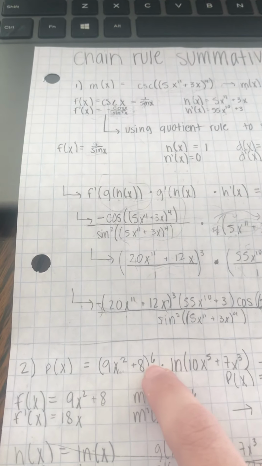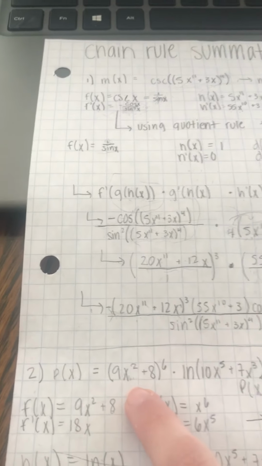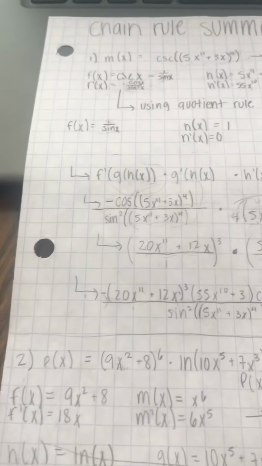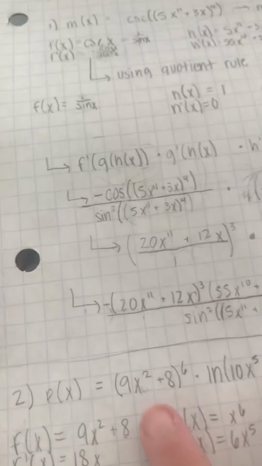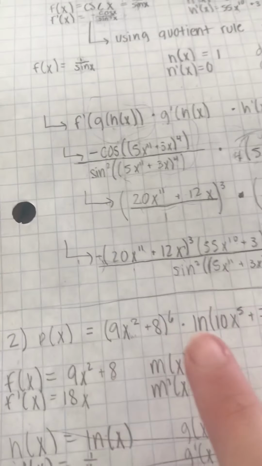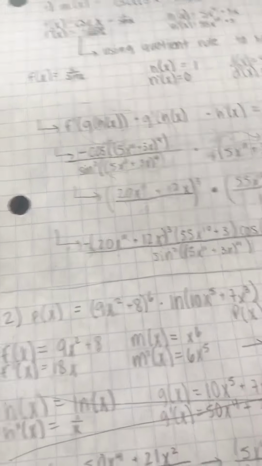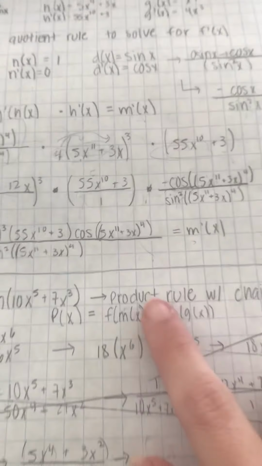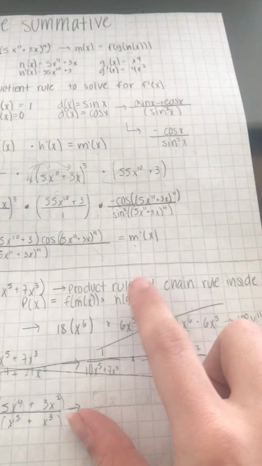And these two are chain rules because we have a function like this to the power of 6. I would either need to distribute it, which would take forever, or put it in a calculator, which would be kind of cheating, or I would need to use a chain rule, and I'd need to do the same thing for this one. So it's a product rule with a chain rule inside.